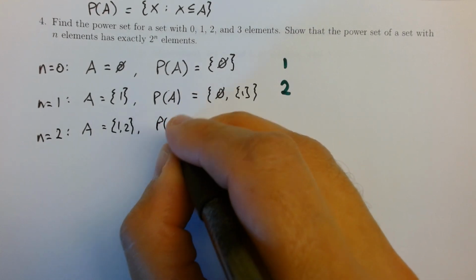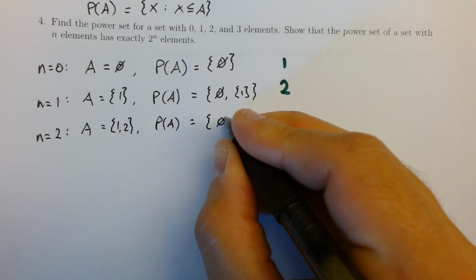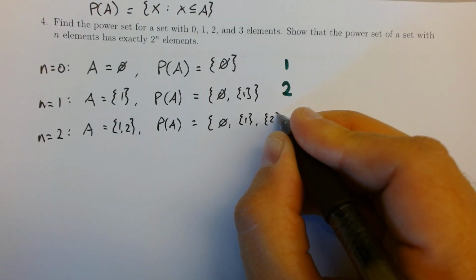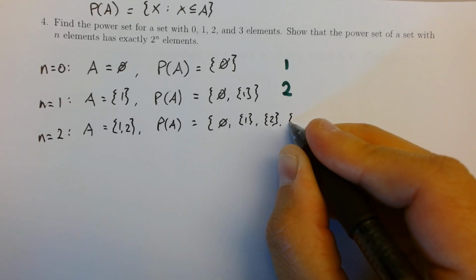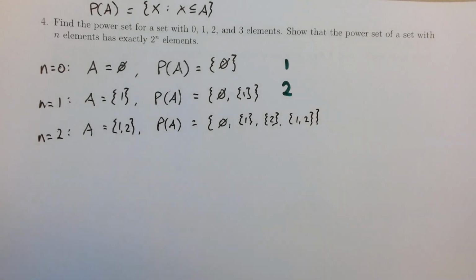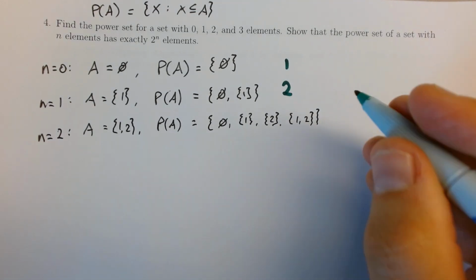So the power set of that, all the subsets of 1 and 2, well, you could have the empty set. You could have 1 by itself, or you could have 2 by itself. Or you could have the whole set 1, 2. So those are all the subsets of the set 1, 2. And again, notice this has 4 elements in it.